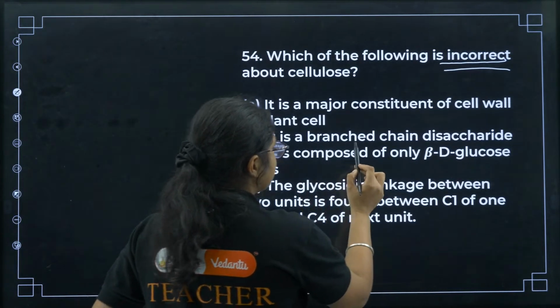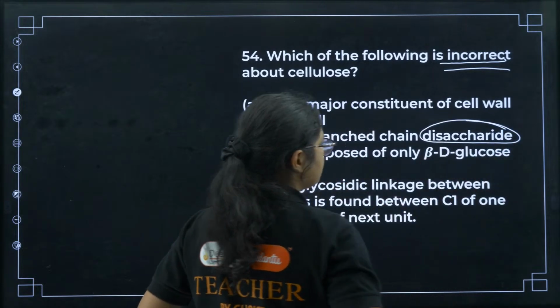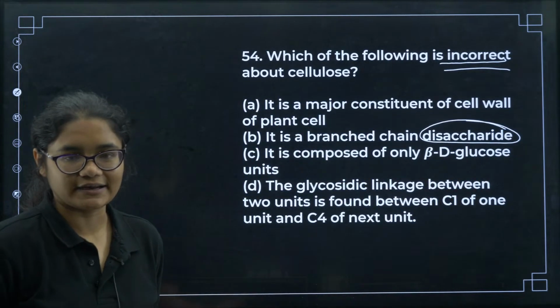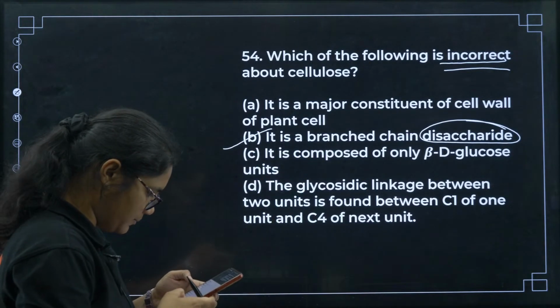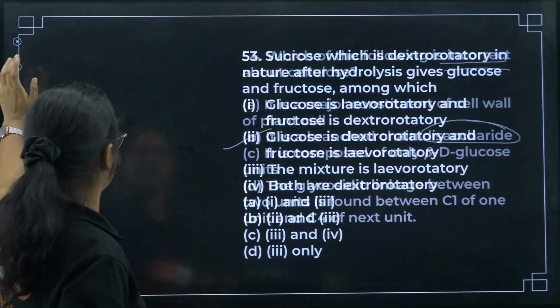Here the answer is it is a branched chain disaccharide. We know that cellulose is a polysaccharide, right? So it is not a disaccharide. So the correct answer has to be option number B, not C, Rahman.